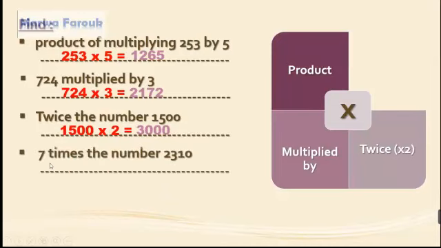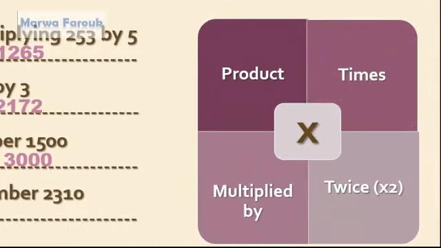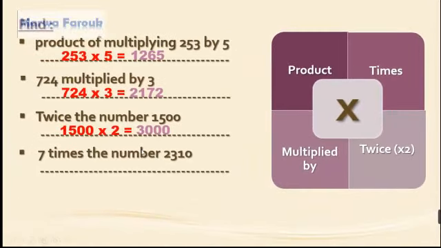Okay, next one. 7 times the number 2310. Again, when we see times, we are going to multiply. So we are going to say 2310 by 7, and I will put the 0 and then multiply that number by 7. I will get that number. Make sure that you put that number.